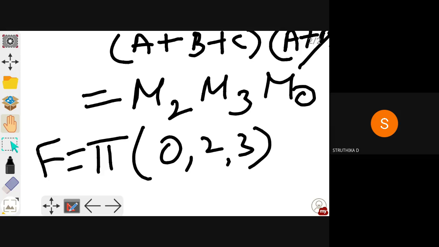So if a simplified expression is given and they ask for sum of minterms, you multiply the left out variable with b plus b dash or c plus c dash, expand this, and you get the sum of minterms. Then if they ask you to perform product of max terms, use distributive law to separate the max terms, and the missing variable you have to add with this, that is plus c dash or plus b dash or plus a dash. Then you separate using distributive law, and you get it in terms of product of max terms.